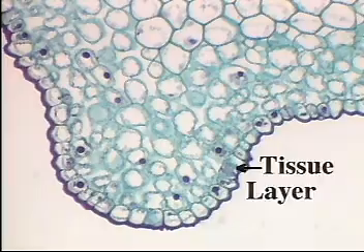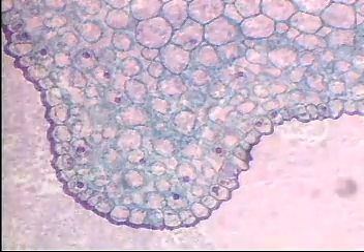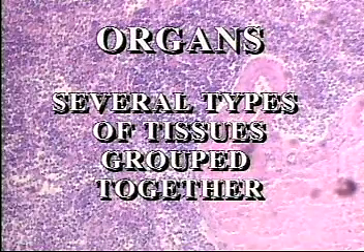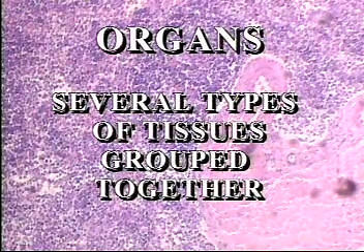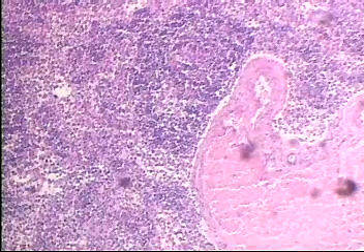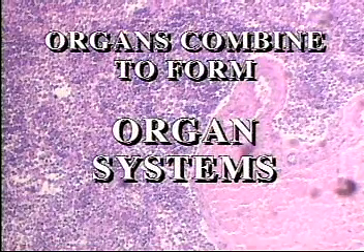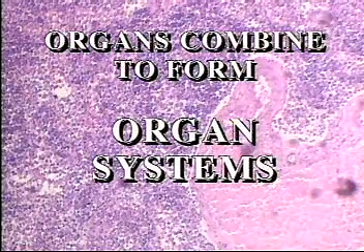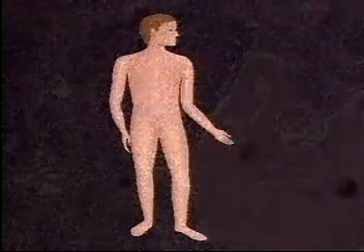Very often, several different types of tissues are found grouped together to form organs, as we can see here in a slice of a disease-fighting organ called a lymph node. Beyond that, certain organs combine to form organ systems, which when taken together create a whole organism. The human organism has 9 basic organ systems.